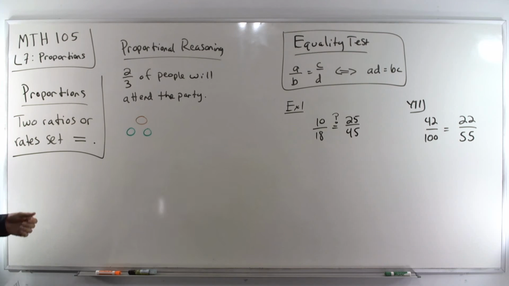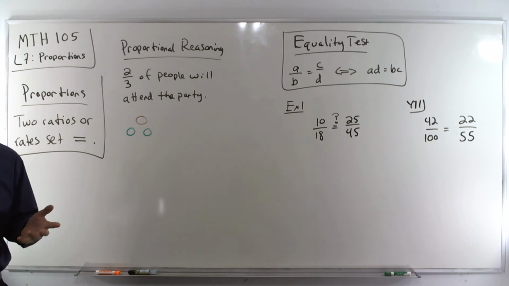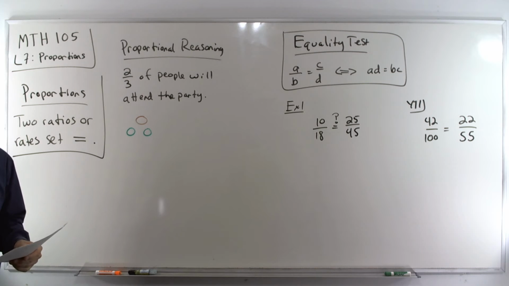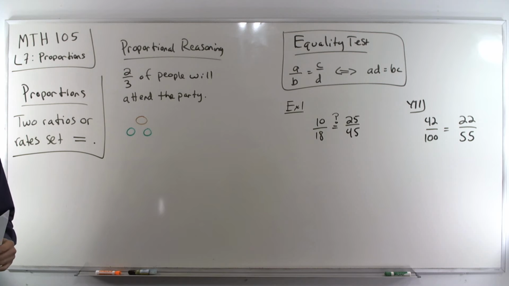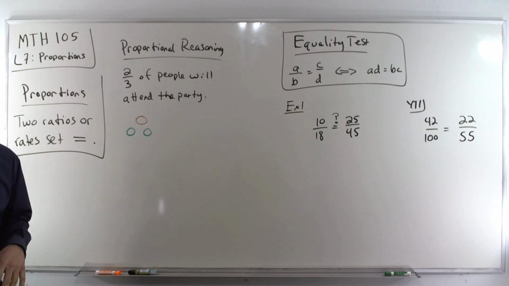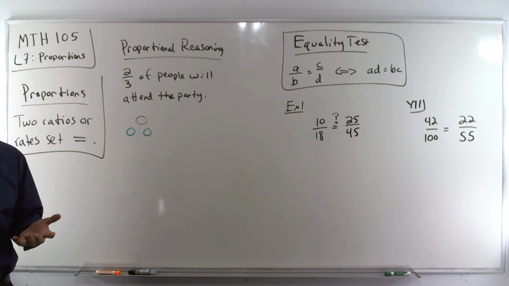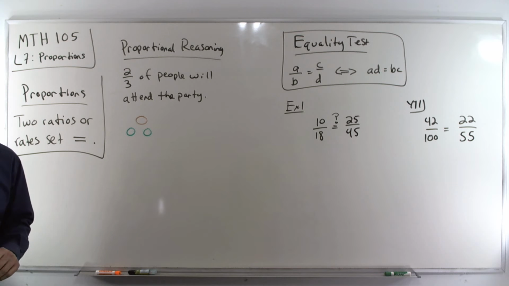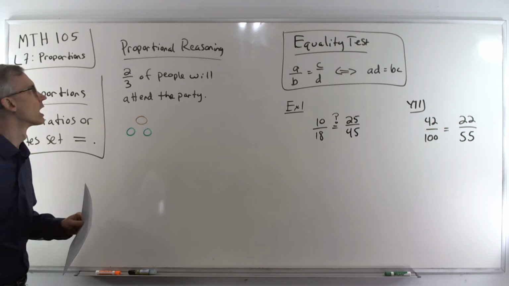A proportion is two ratios or rates set equal to each other. A ratio is a comparison of two quantities with the same units, and a rate is a comparison of two quantities with different units. Now, the distinction is not particularly important for our course, but just in case you encounter those terms, I wanted you all to be aware of that.